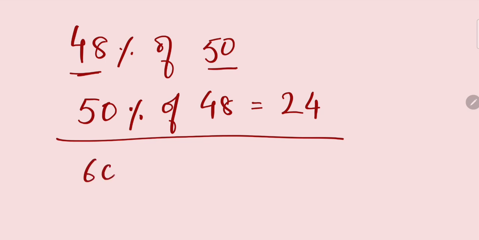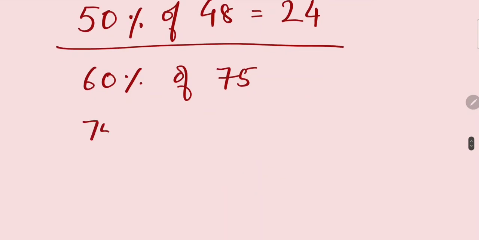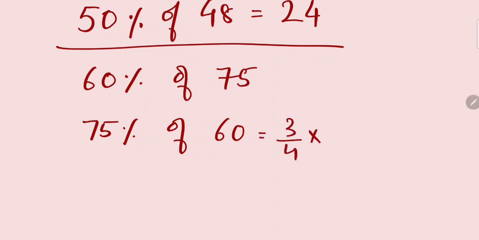If it is 60% of 75, you can write it as 75% of 60, and 75% of 60 means you are doing 3/4. So what is 3/4 of 60? Quick. So 3/4 of 60 is 45. Yeah, you can do those calculations.